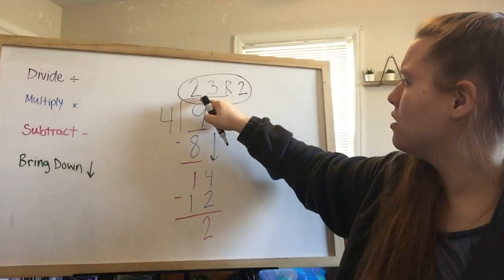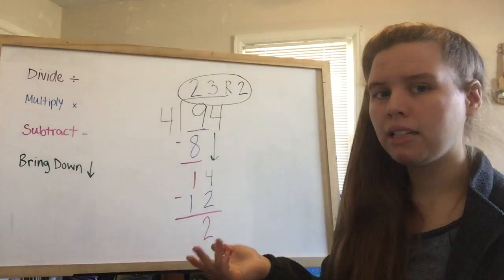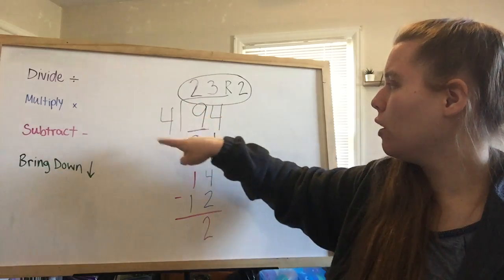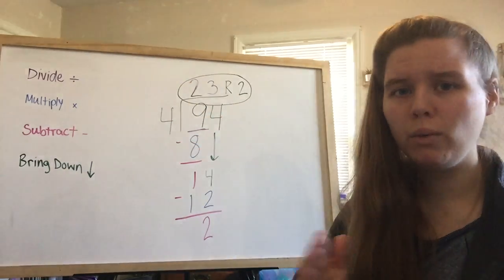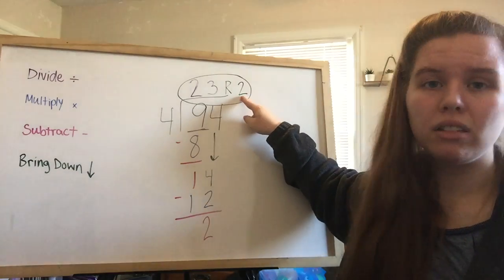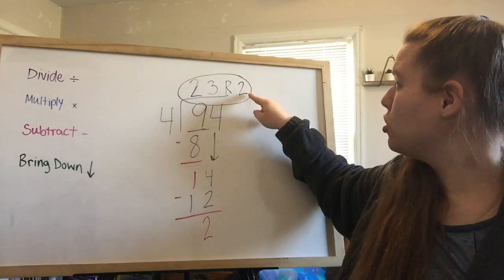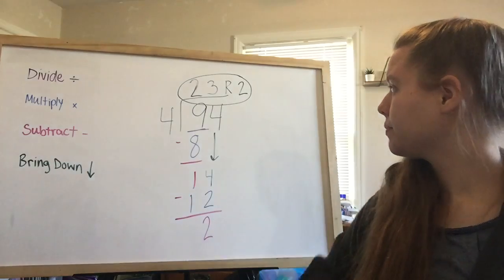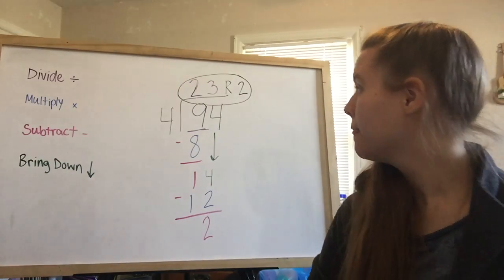So what does this mean, 23 R 2? Well, that means if I take my number 94 and I divide it into 4 groups that are equal without any fractions, we don't want to cut up anybody's cookies, I'm going to have 2 left over that don't have a group, right? So 23 with 2 left over, or 23 remainder 2. And sometimes we're going to have that, sometimes we won't, okay?